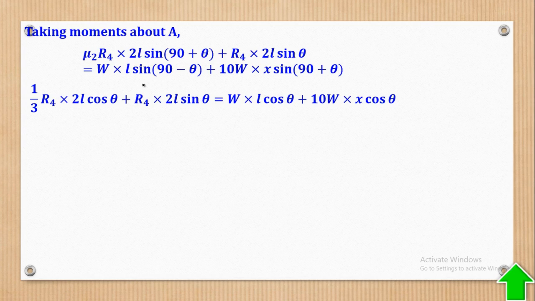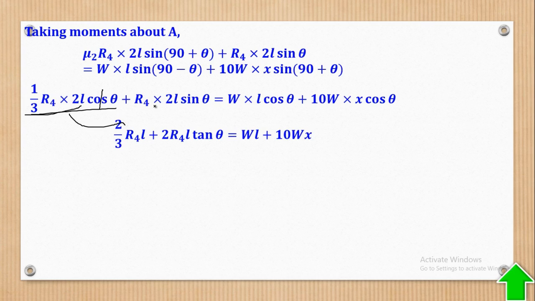So next is to divide throughout by cos theta. So when I divide throughout by cos theta, this term divided by cos theta cancels, so I remain with this alone, which is that. Then for this side, sin theta over cos theta is tan theta, so that is why there is tan theta here, and this other part is there. Then this side divided by cos theta, this goes away, so I remain with WL. This side also, this goes away and I remain with 10WX, which is there.